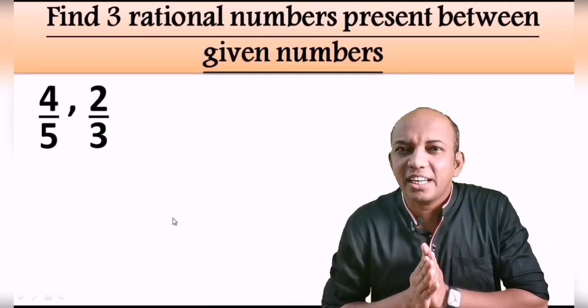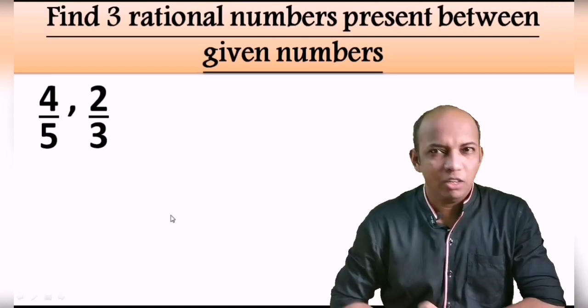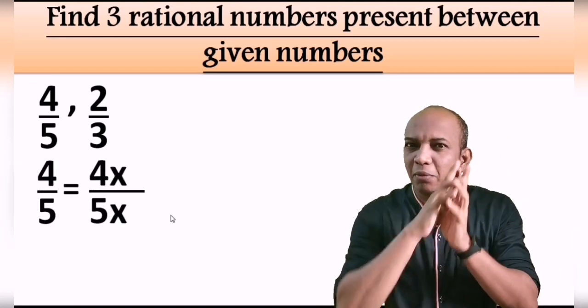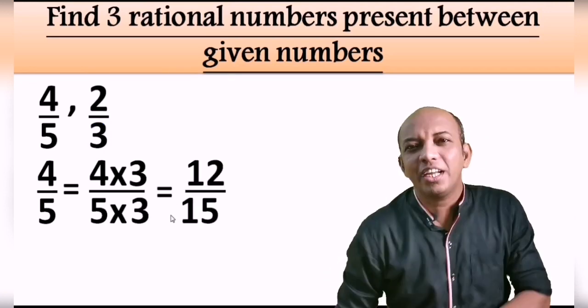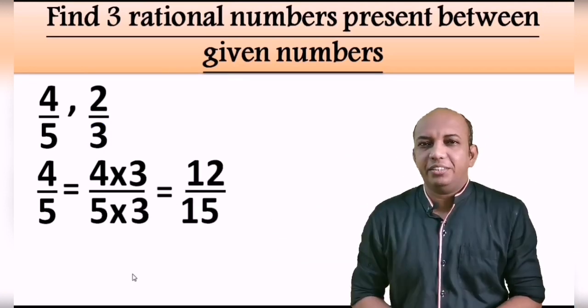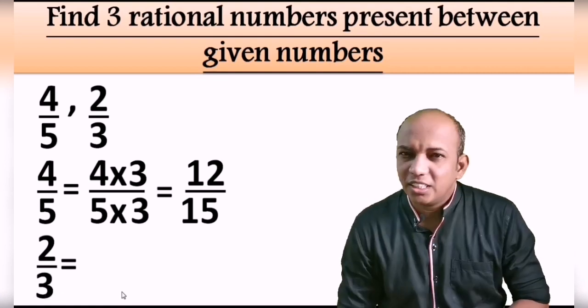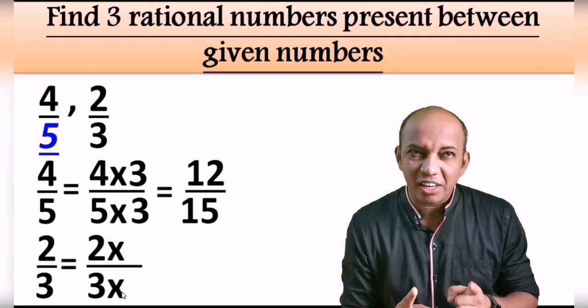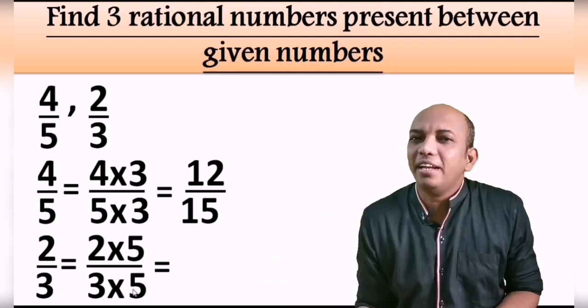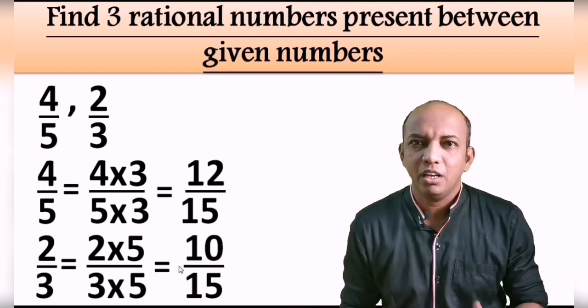Now the next question, 4 upon 5 and 2 upon 3. Okay, so my first target is to convert them into like fractions. 4 upon 5 will be multiplied by the denominator of the second fraction, that is 3, and as a result we get the answer 12 upon 15, right? Second fraction, that is 2 upon 3, again will be multiplied by the denominator of the first fraction, that is 5, and when you multiply it we get the answer 10 upon 15.